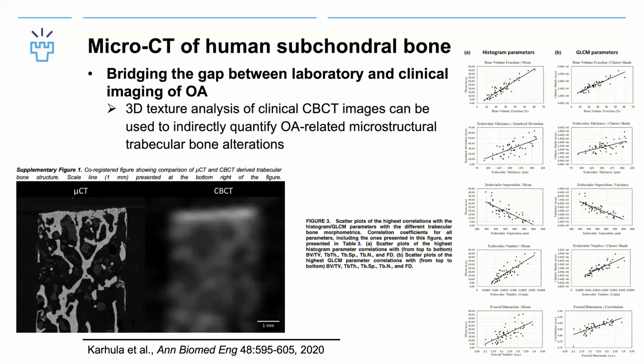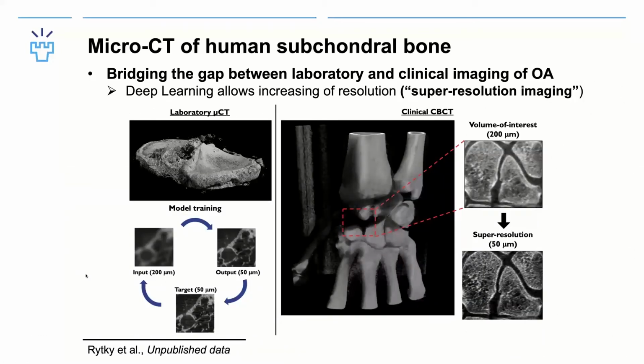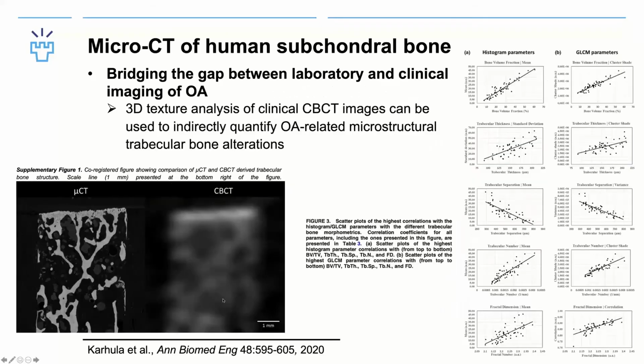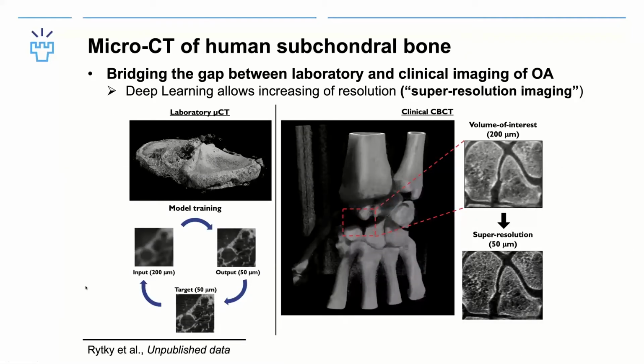structure. So this was our first attempt, and at the moment we are developing this idea forward. This was quite a simple study in that sense, that we just analyzed a certain volume here and analyzed these texture parameters and associated them with reference parameters from micro-CT. But in this study, which is currently ongoing, we are using deep learning to artificially increase the resolution of the clinical CT scanner.